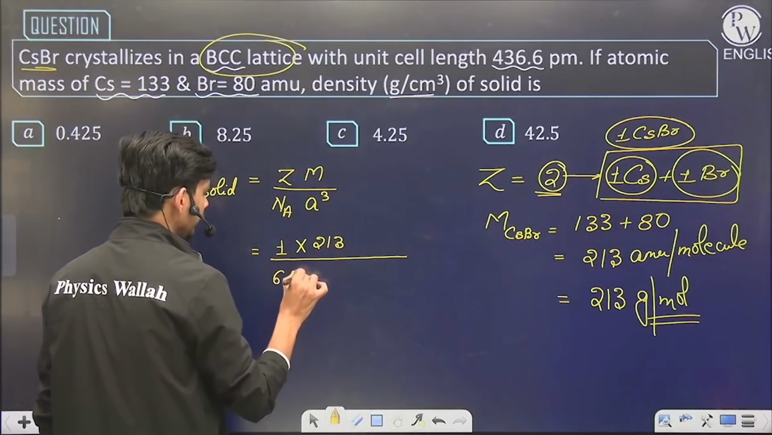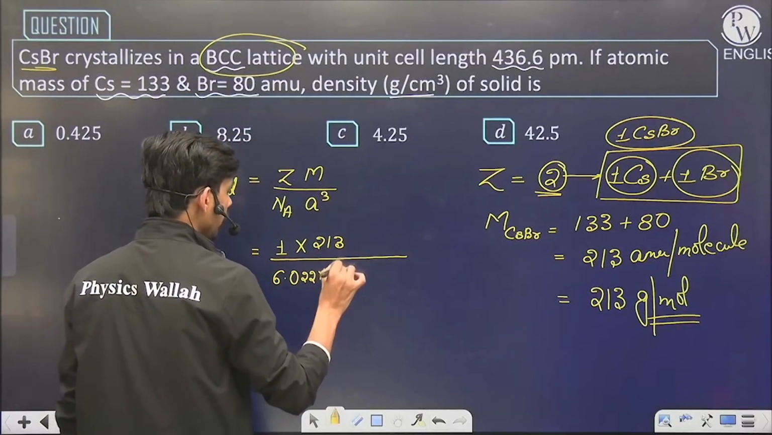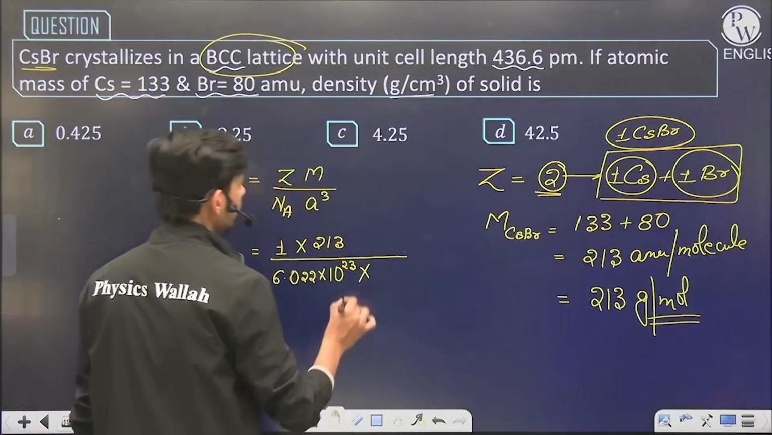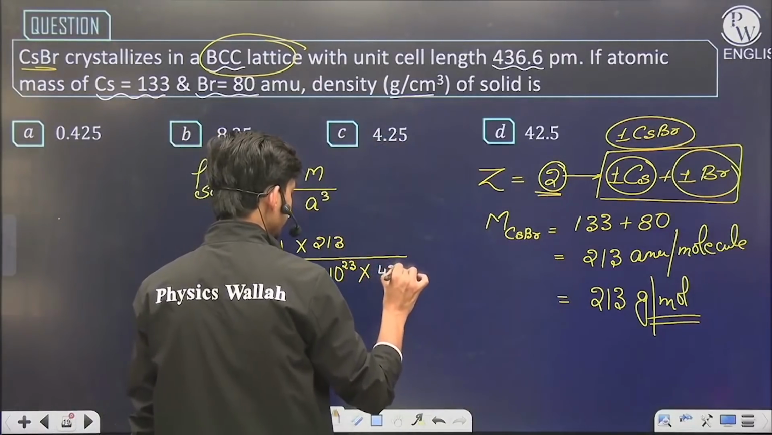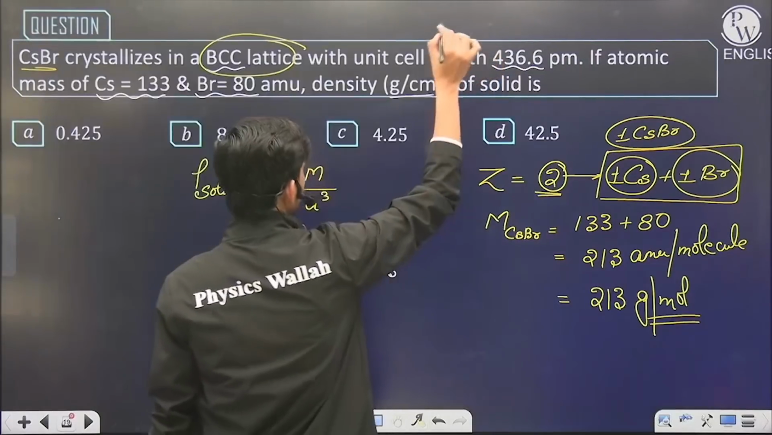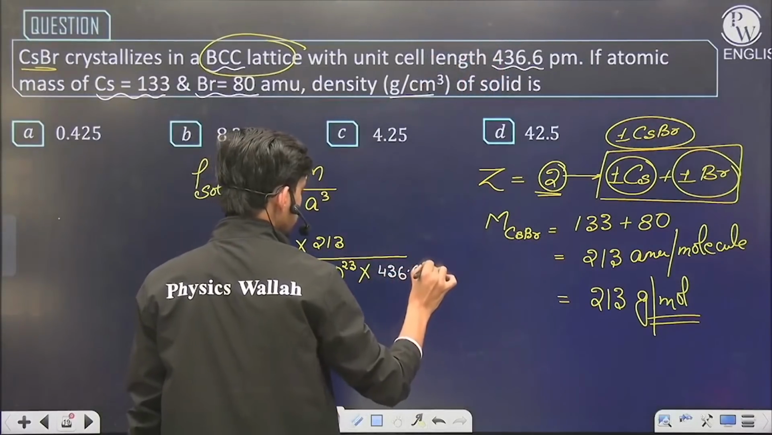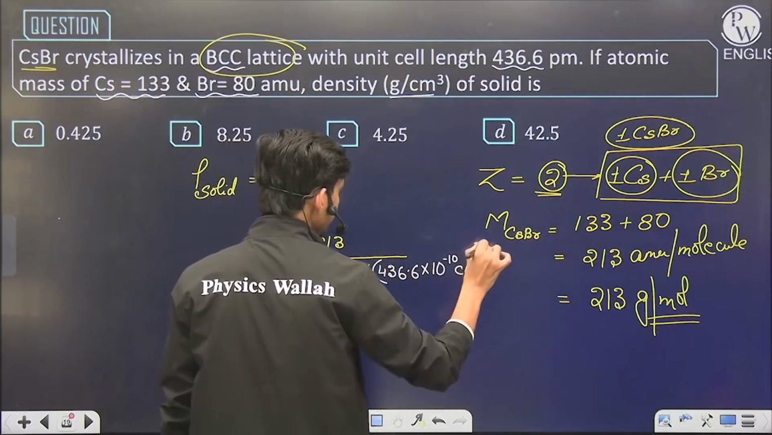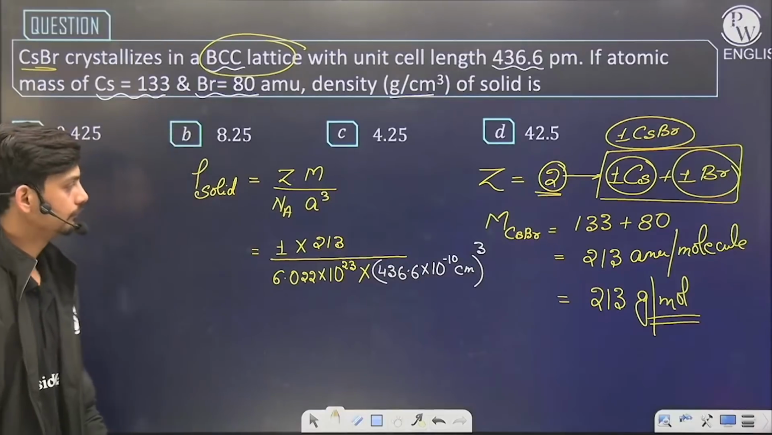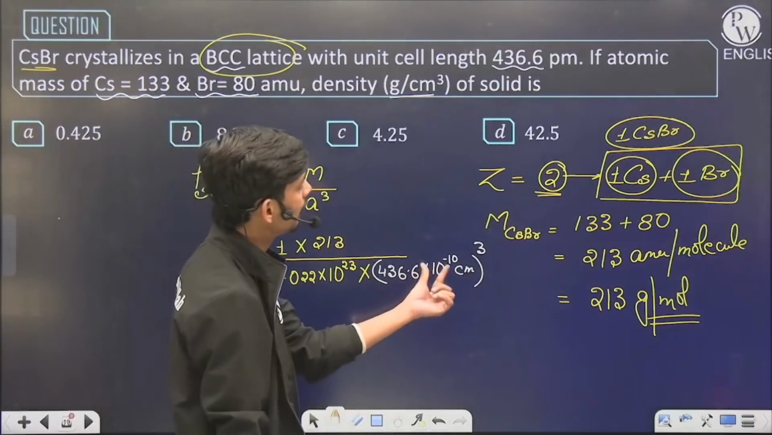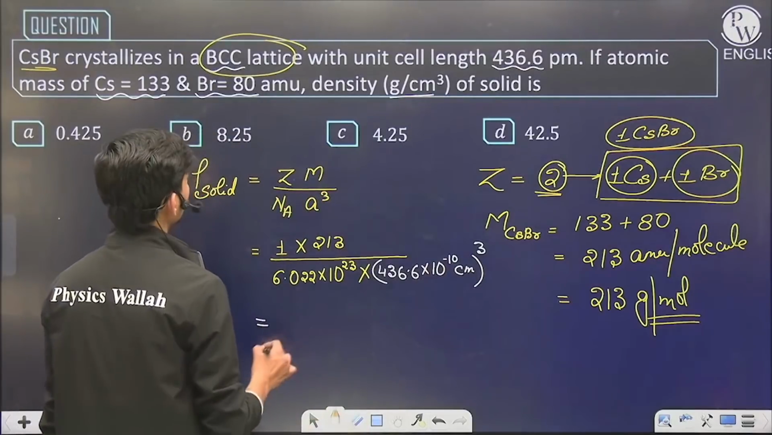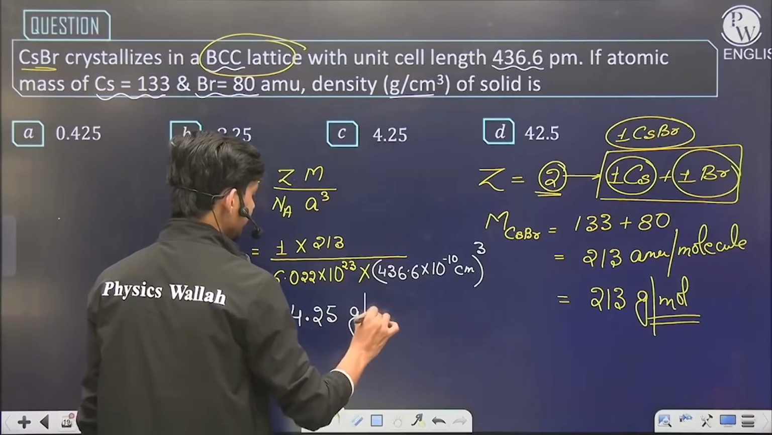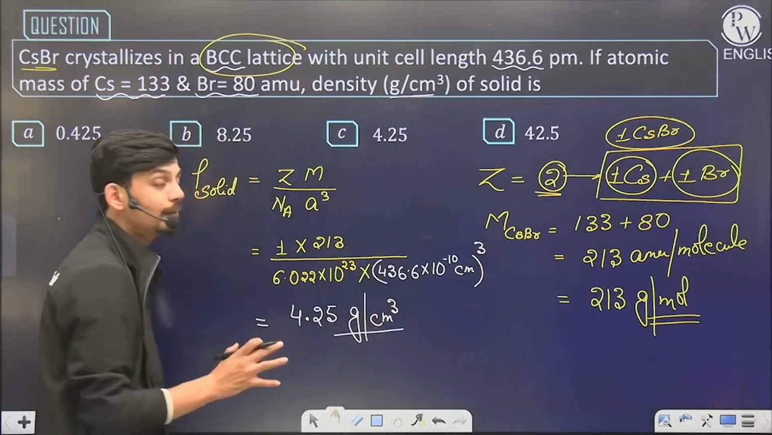Avogadro number is 6.022 into 10 to the power 23, into the edge length, which is in picometer, 436.6. So 436.6 multiplied by 10 to the power minus 10 centimeter, in order to convert picometer into centimeter. So this will become 436.6 into 10 to the power minus 10. And on solving this, we will get the density as 4.25 gram per centimeter cube. We have to do some calculation here.